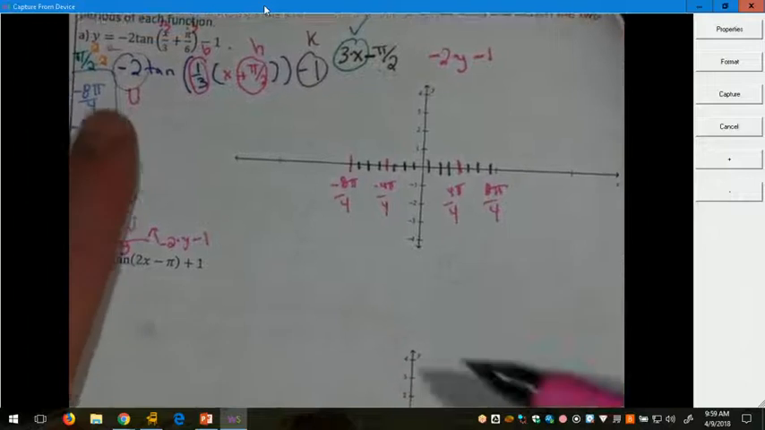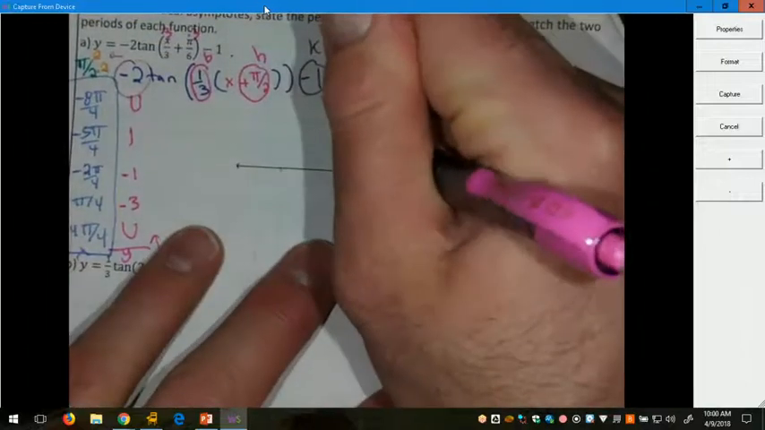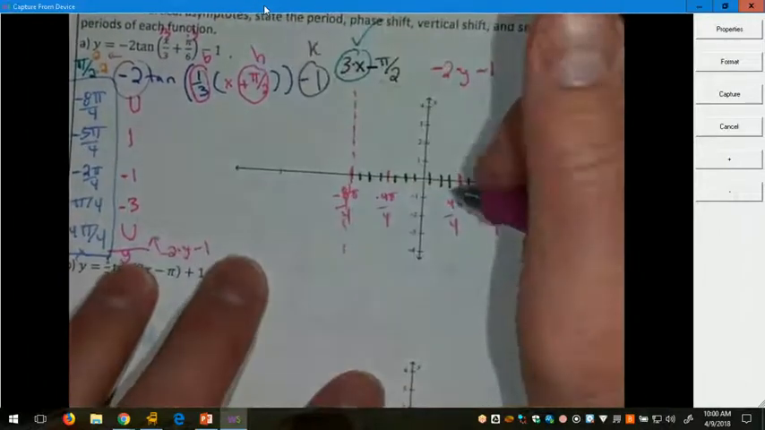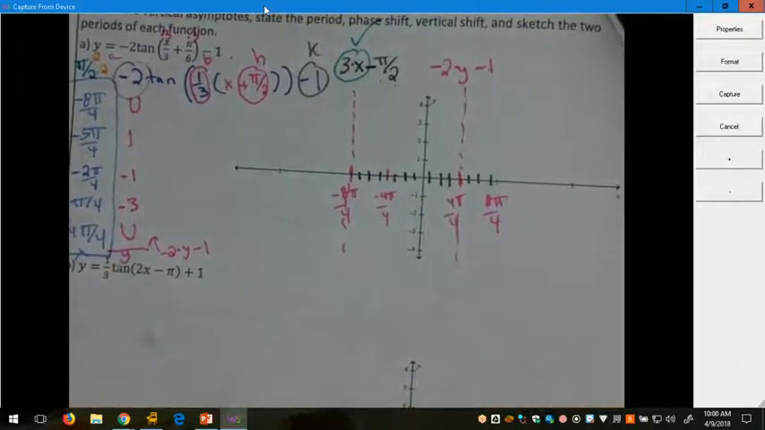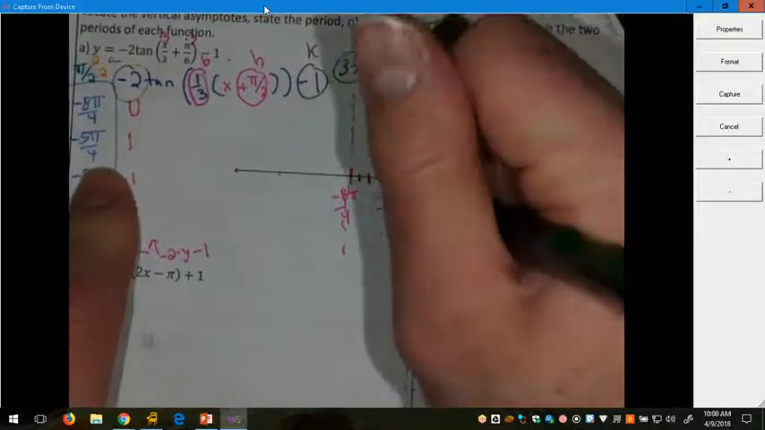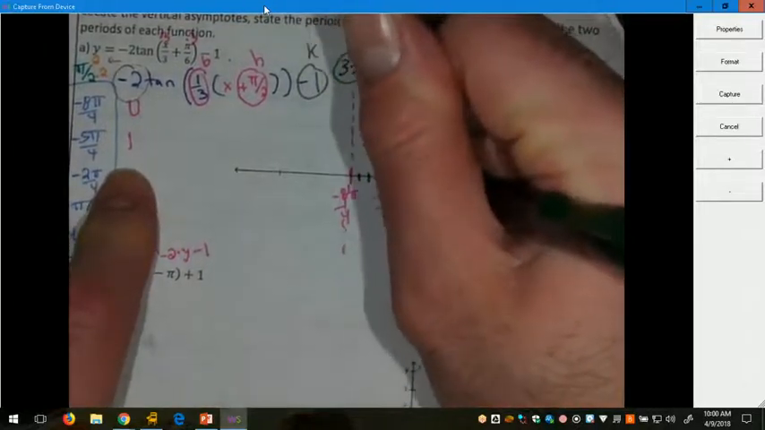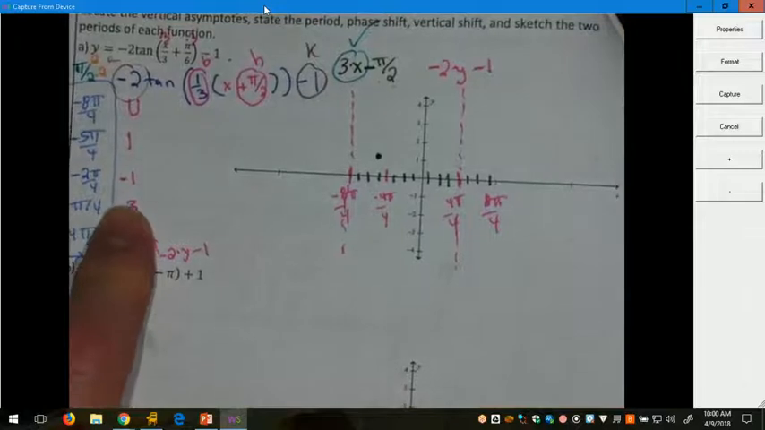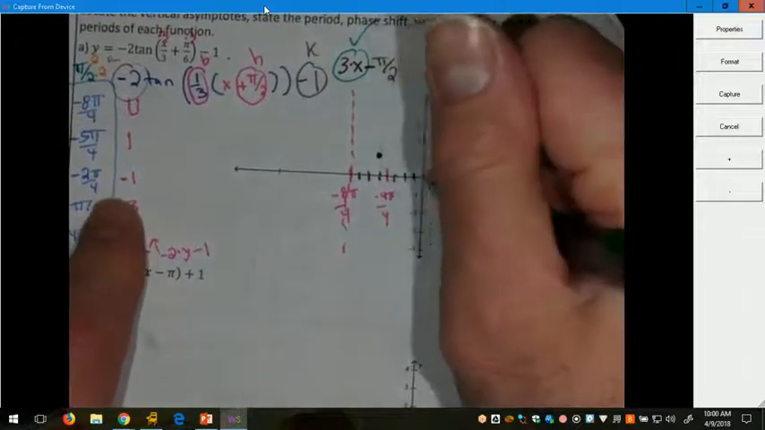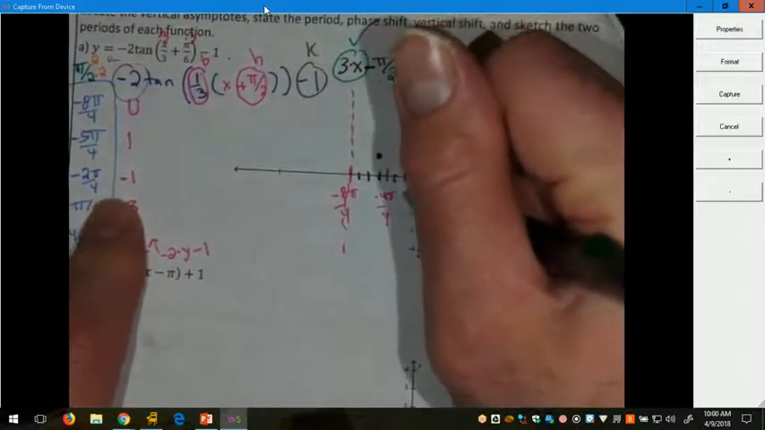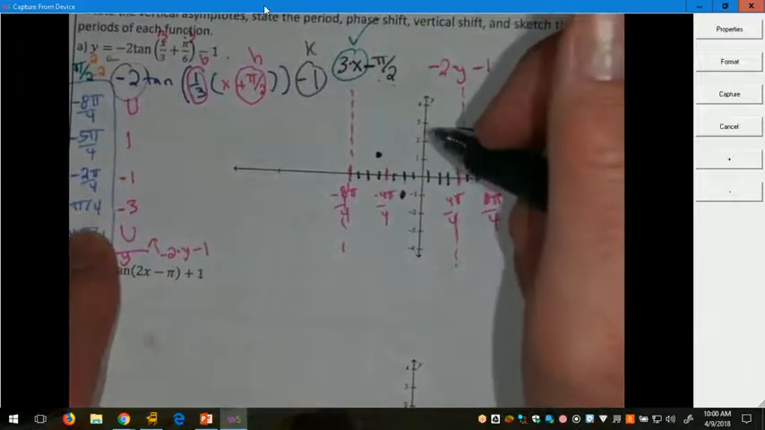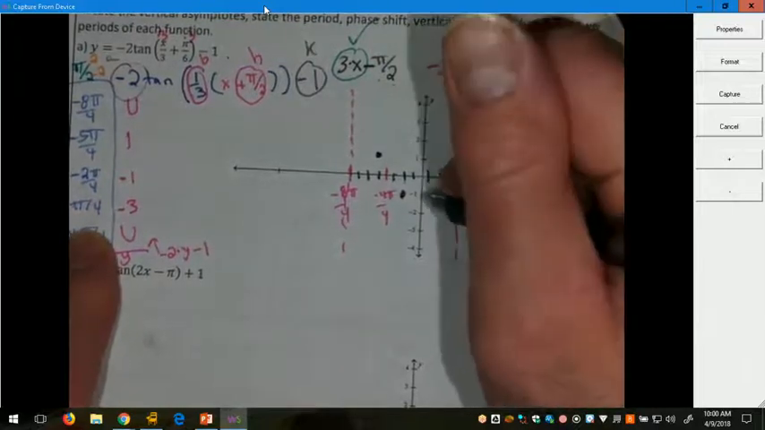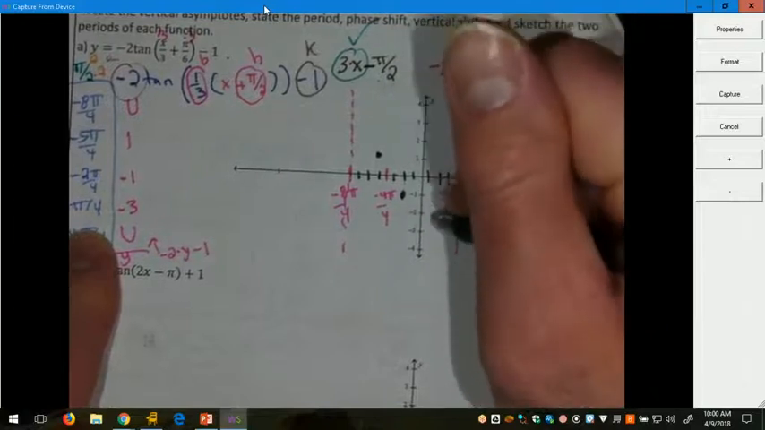So now at negative 8, I'm going to do my vertical asymptote. Also at 4 pi over 4, I'm going to do my vertical asymptote. Then I'm going to plot my points. At negative 5 pi over 4, I have to go up to 1. At negative 2 pi over 4, I have to go down to negative 1. And at pi over 4, I have to go down to negative 3.